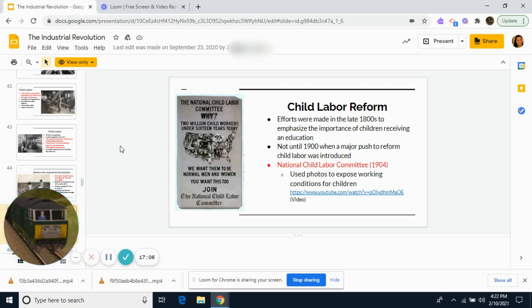Efforts were made in the late 1800s to emphasize the importance of children receiving an education. Not until the 1900s was a major push for the reform of child labor introduced. The National Child Labor Committee, in 1904, used its photos to expose working conditions for children.